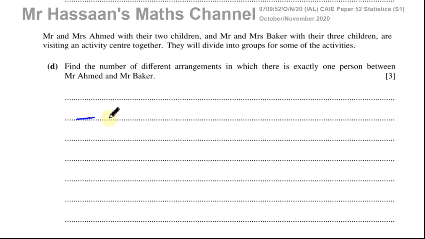So let's set this up. It says 1, 2, 3, 4, 5, 6, 7, 8, 9. We're going to have Mr. Ahmed and then a space and then Mr. Baker. Right? So there's one person between them. Okay. So now what we can do here is deal with it in the following way. Now, what I'm going to do here to make it a bit clearer, let me just make this a bit thicker so it shows up better when I group them.